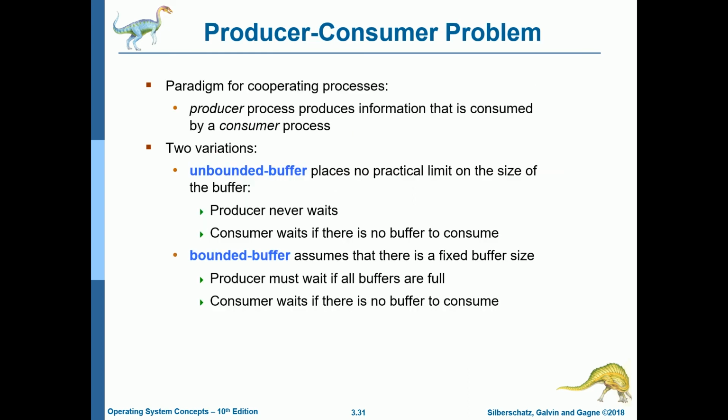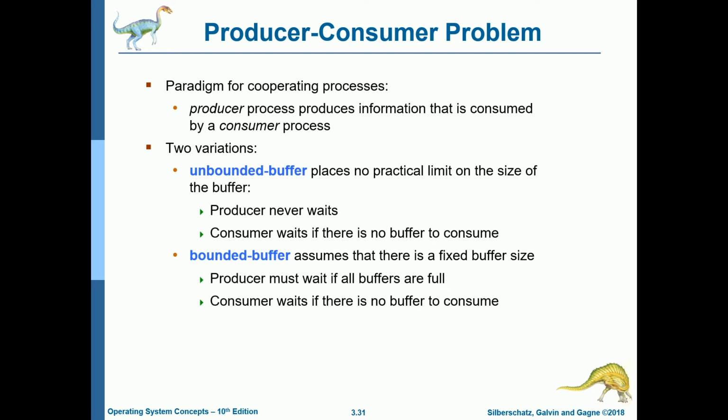Now, inter-process communication using shared memory requires communicating processes to establish a region of shared memory. Typically, a shared memory region resides in the address space of the process creating the shared memory segment. Other processes that wish to communicate using the shared memory segment must attach it to their address space. The processes are also responsible for ensuring that they are not writing to the same location simultaneously.